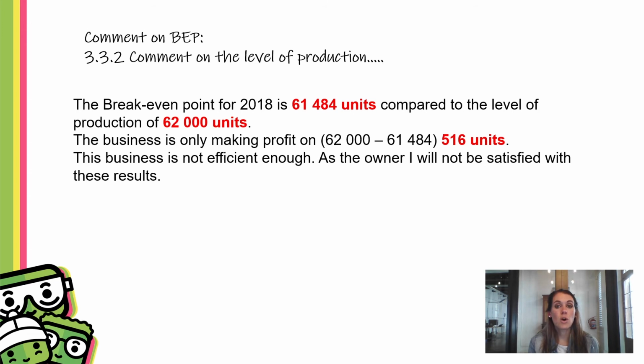The business is not efficient. Why? The production is more than break even. The reason why I'm saying that is they are only making a profit on 516 units. For this big business that produces 62,000 units, the amount of profit is extremely small. So as an owner, I will not be satisfied with these results. Yes, I'm making a profit, I said, but I also said they are only making a profit on a very small amount of units.